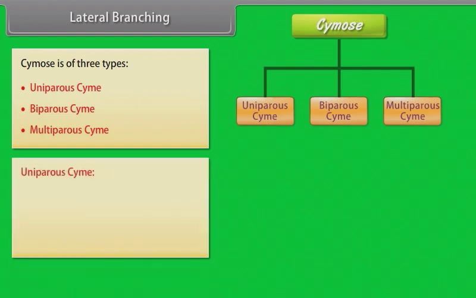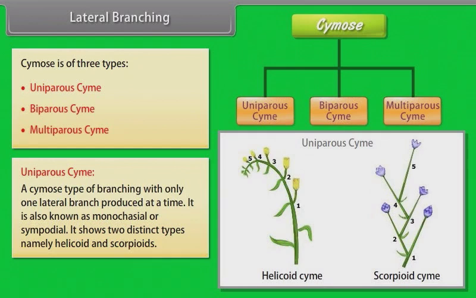Uniparous cyme. A cymose type of branching with only one lateral branch produced at a time. It is known as monochasial or sympodial. It shows two distinct types, namely helicoid and scorpioid.